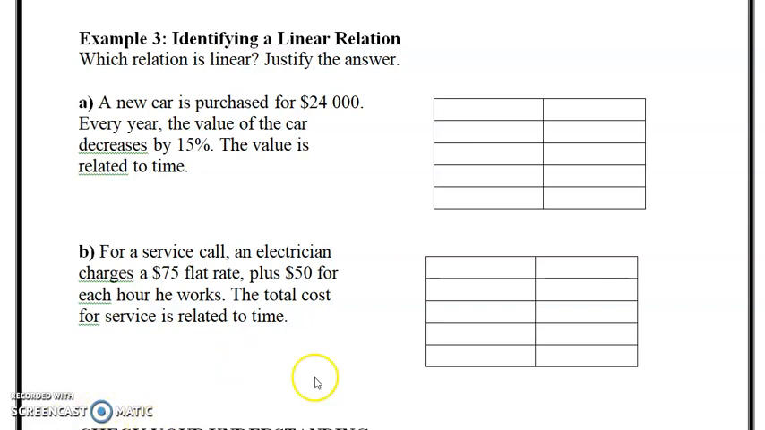When you're creating a table of values, you're going to put your x here, so that'll be time, and the time in brackets is your units, which is years. And the value is going to depend on how old the vehicle is, and the value is in dollars. The time will start at 0, obviously, with $24,000. Then 1 year, 2 years, 3 years, and so on.